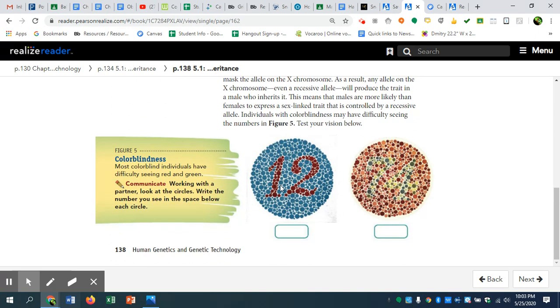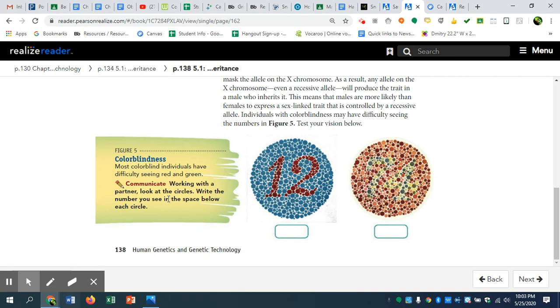And we're going to do this first activity. So it says most colorblind individuals have difficulty seeing red and green. So for people who are colorblind, they have to memorize the position of the light on a traffic light because it's red, yellow, green. Otherwise, they could get into an accident. So, if you are colorblind, okay, you won't be able to see one of these. And I have had students in the past that weren't able to see the second one.